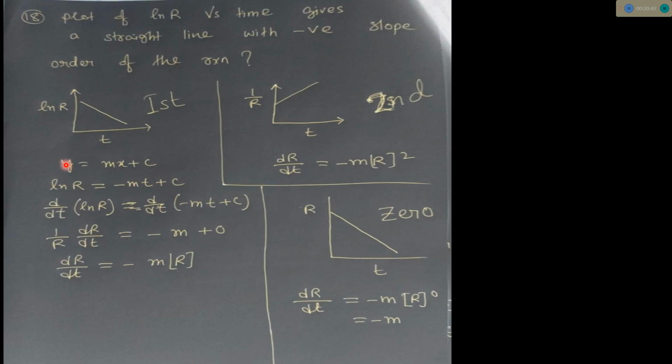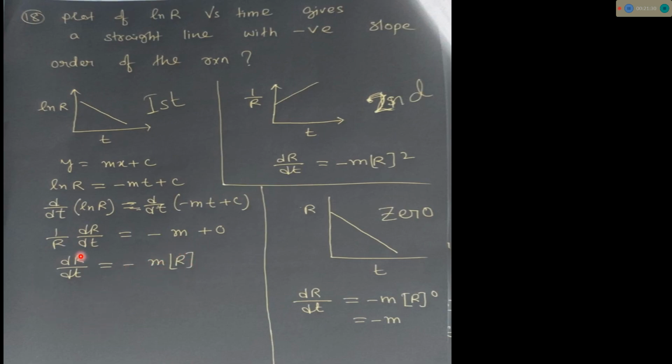Now put the ln r term in place of y, because this is the y axis, and put the time term t in place of x. So ln r equals minus mt plus c. I put minus because they said negative slope. Now differentiate this equation with t. So d/dt of ln r equals d/dt of the right side. Differentiating, we get 1 by r dr dt equals minus m, because t differentiates to 1 and c to 0. So dr dt equals minus mr. This equation is similar to a rate equation, dr dt equals minus k into r.